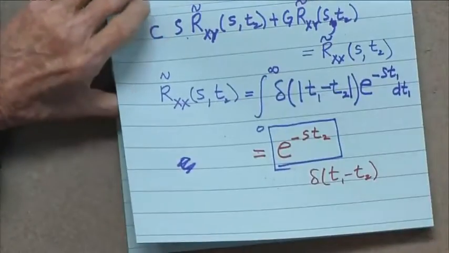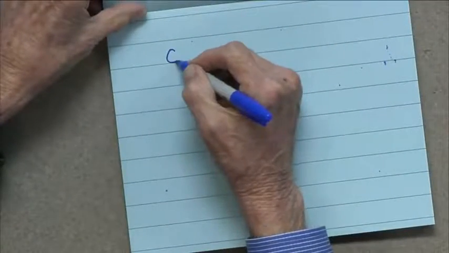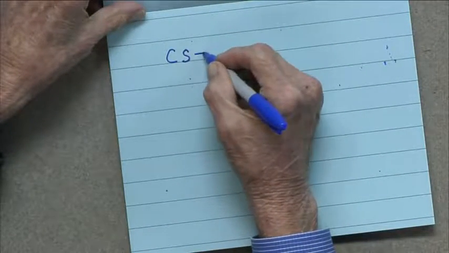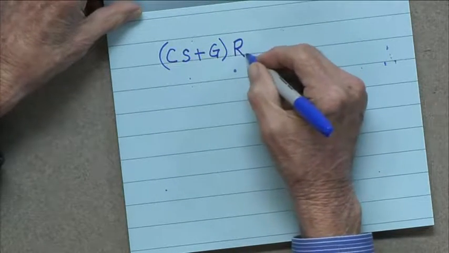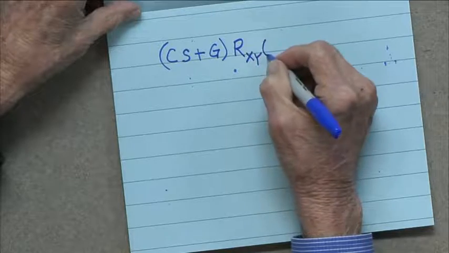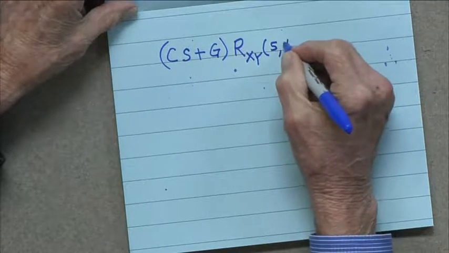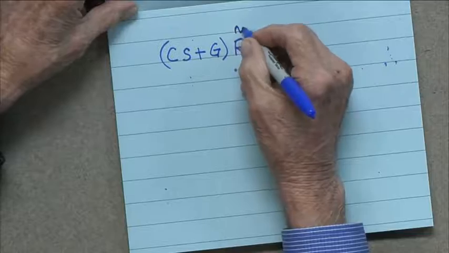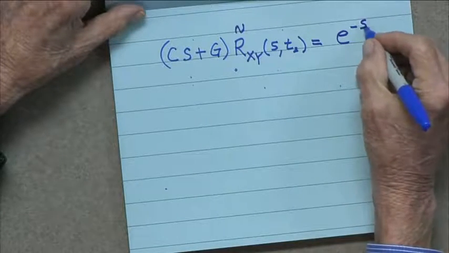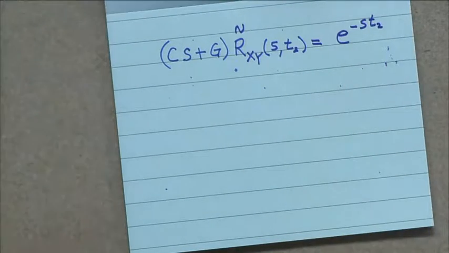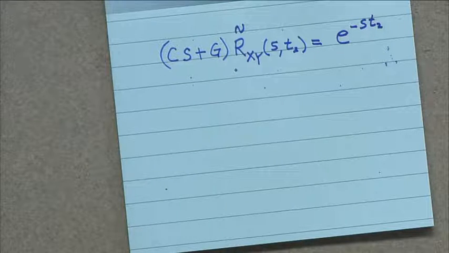So we are left with (CS + G) times R_XY curly bracket (S, T2) is equal to minus S T2. All of that work just to get to that.